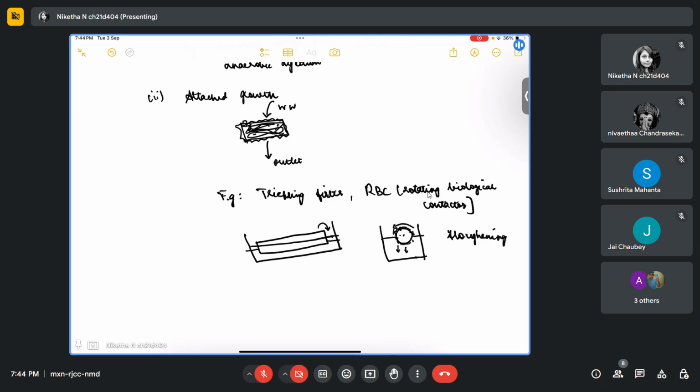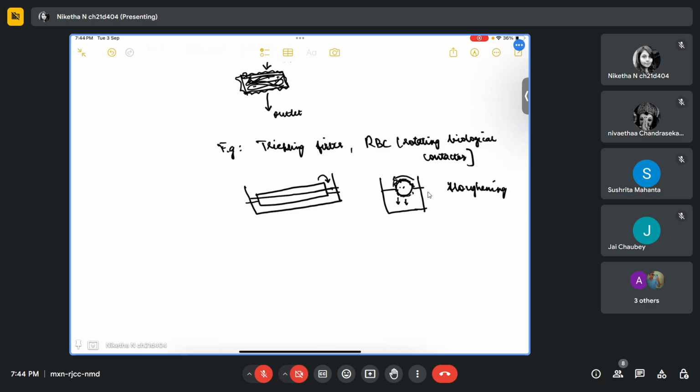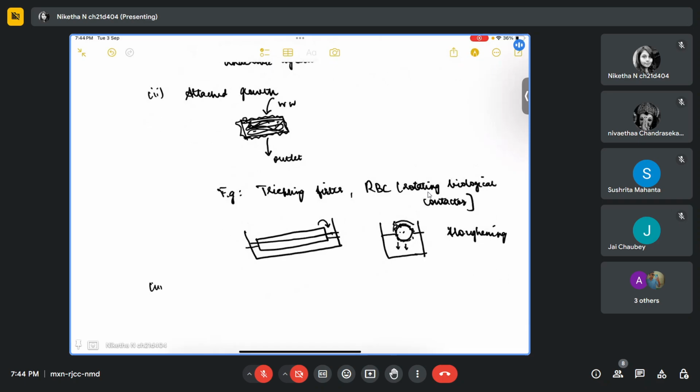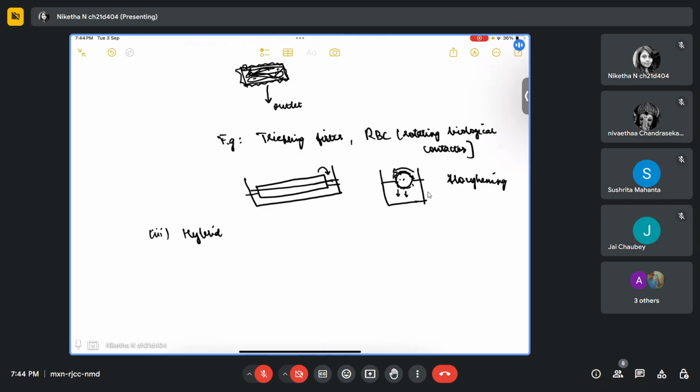So even the layer of dead bacterial cells will form a thick layer, and because of the lack of frictional forces to bind the particles together, it will just start coming off one by one, and this process is called sloughing. Sometimes we can even have hybrid processes which combine both attached growth as well as suspended growth.